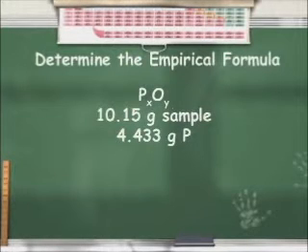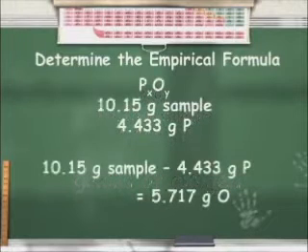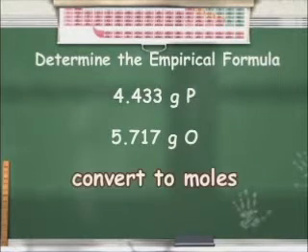Try one more in your notes. Determine the empirical formula for a compound containing only phosphorus and oxygen, in which a 10.15 gram sample contains 4.433 grams phosphorus. First of all, determine the grams of oxygen. So you have 5.717 grams of oxygen. Now convert each of your grams to moles.